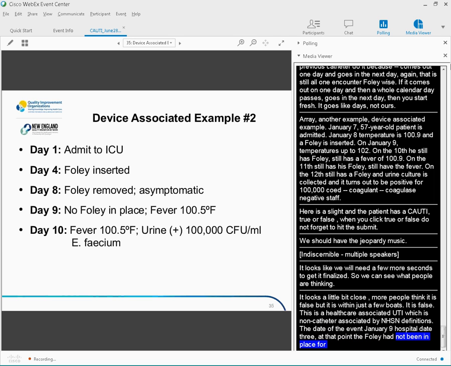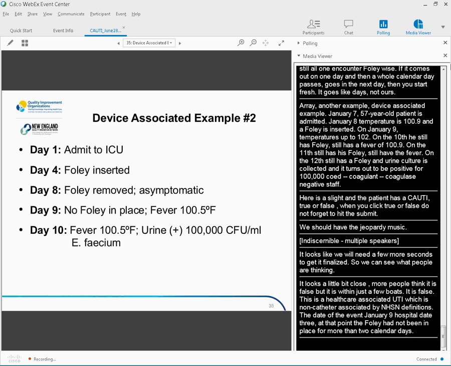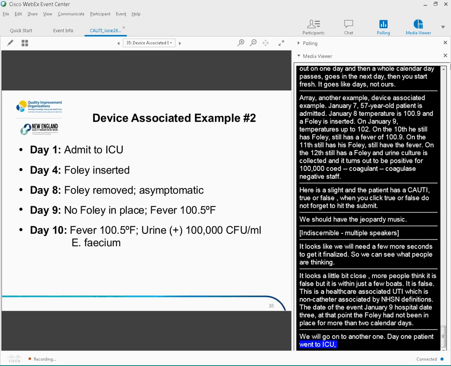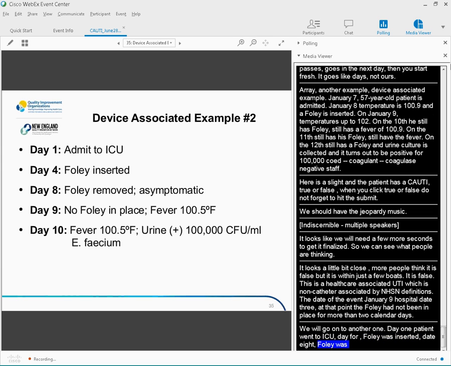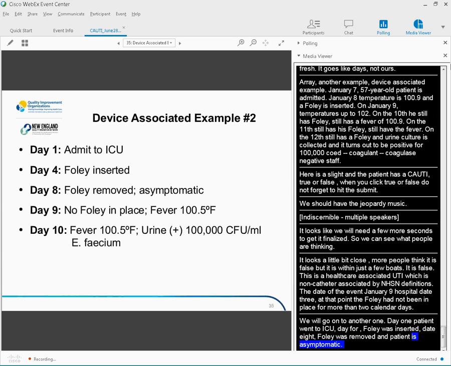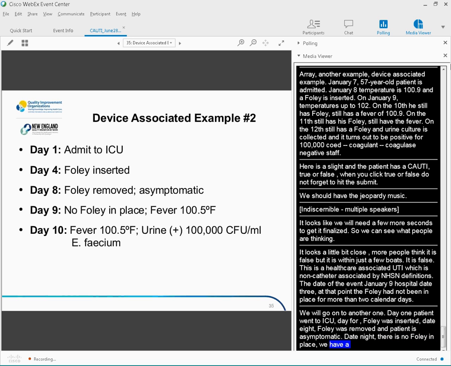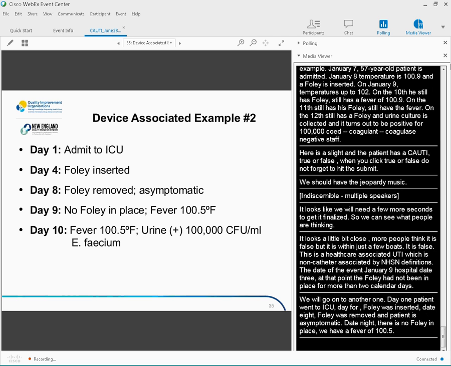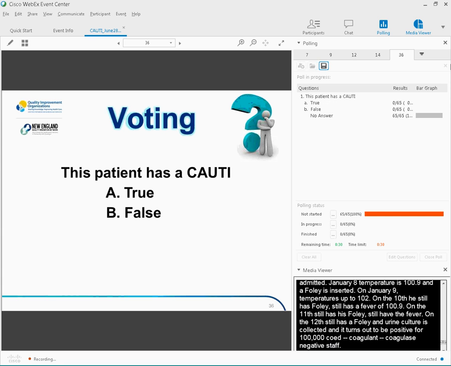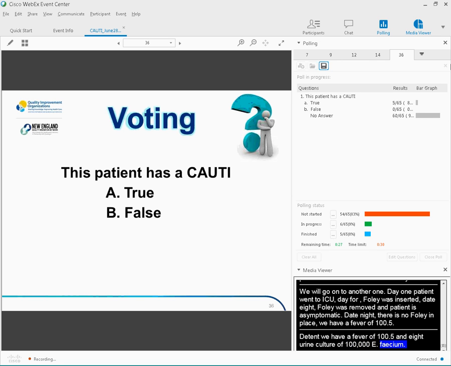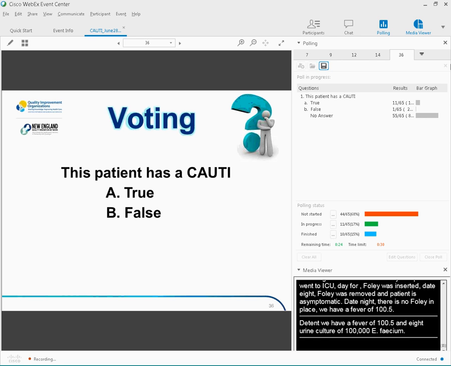Okay, we'll go on to another one. Day 1, patient went to ICU. Day 4, Foley was inserted. Day 8, the Foley was removed. Patient is asymptomatic. Day 9, there's no Foley in place. We have a fever of 100.5. Day 10, we have a fever of 100.5 and a urine culture of 100,000 E. coli. So we'll vote again. We have another voting slide. This patient has a CAUTI, true or false. And don't forget to hit submit after you vote.